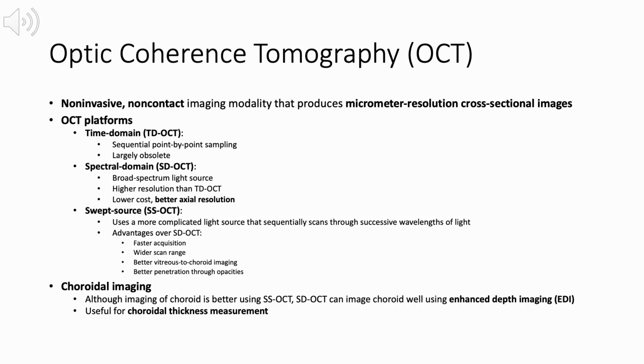Swept source OCT employs a more complex light source that sequentially scans through successive wavelengths. Compared with spectral domain OCT, swept source OCT offers faster image acquisition, a wider scan range, improved vitreous to choroidal imaging, and better penetration through media opacities. OCT also plays an important role in choroidal imaging. Although swept source OCT provides superior visualization of the choroid, spectral domain OCT can image the choroid effectively using enhanced depth imaging. This capability is particularly useful for measuring choroidal thickness and assessing choroidal involvement in retinal and choroidal disease.